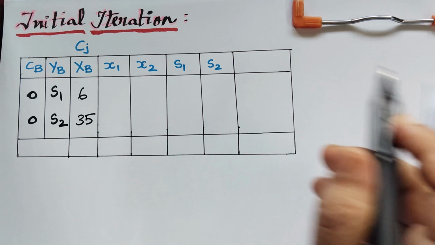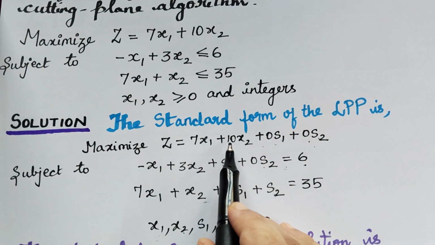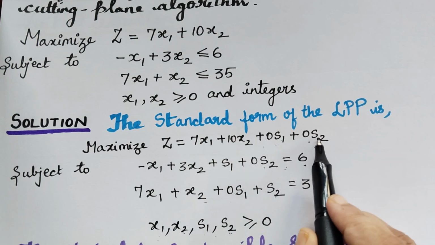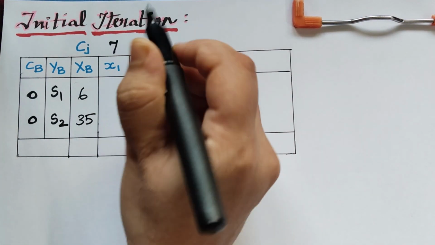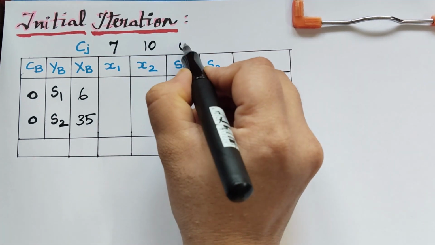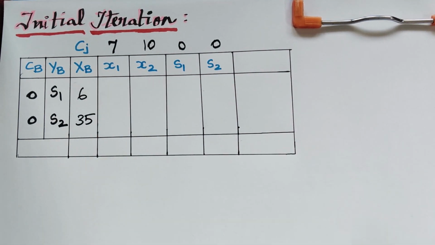And the cost of these variables in the objective function, that is, for x1 it is 7, for x2 it is 10, s1 is 0 and s2 is 0. So these values we have to write here correspondingly. So 7, 10, 0 and 0. And inside this we have to write the matrix which gives us the constraints.